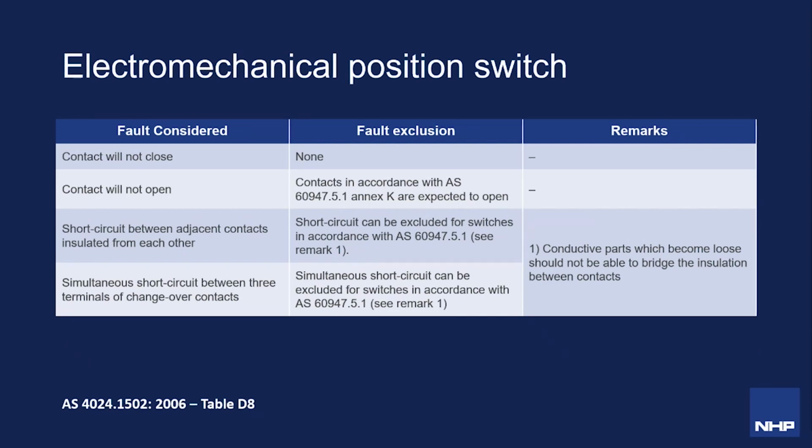Let's also look at the faults which may occur in an electromechanical position switch, like a limit switch or a tongue interlock, for example. Contacts will not close. There is no fault exclusion for this. Therefore, we must consider that this fault may occur and monitor for it, and ensure that this fault does not result in the loss of safety.